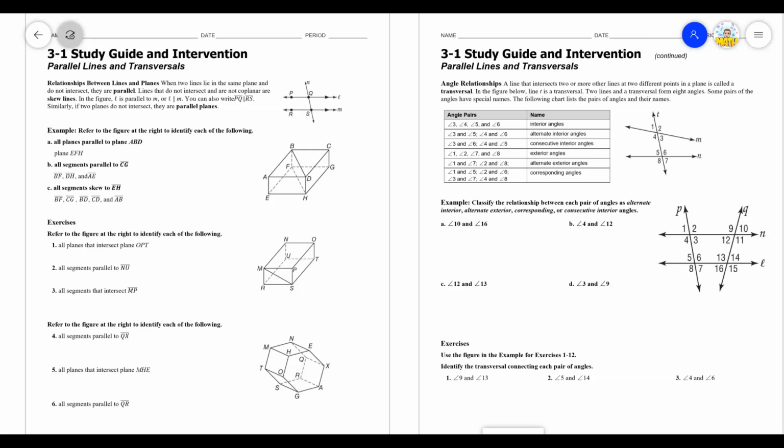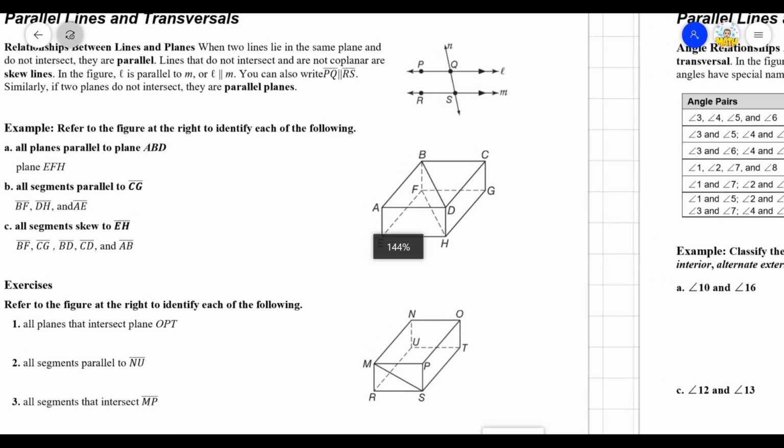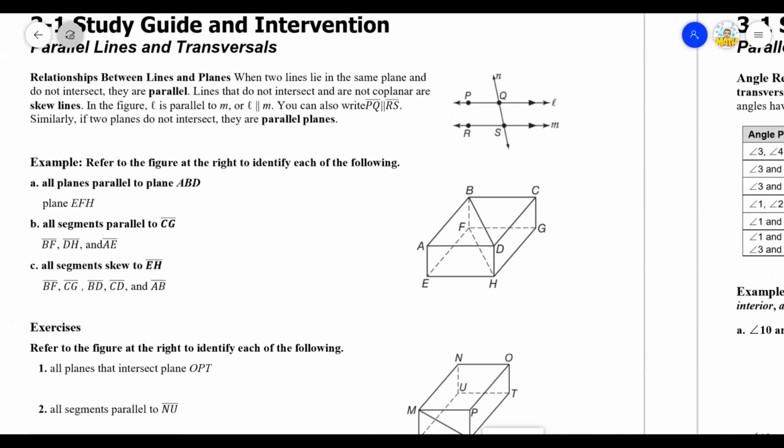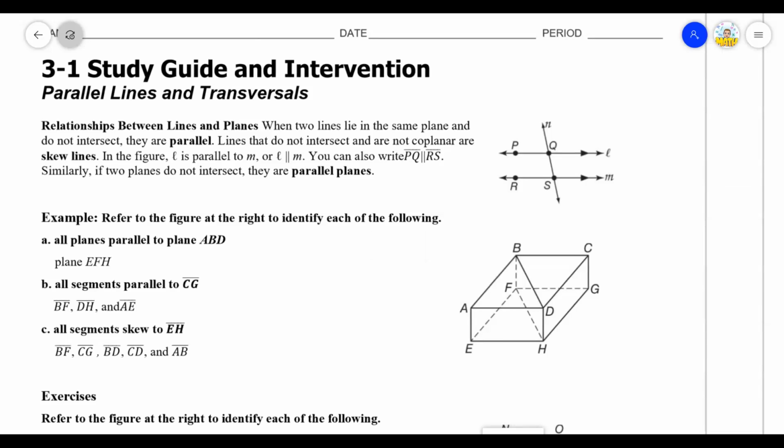Okay, so today we're going to start chapter 3 and look at the concept of parallel lines, and also the angles that are formed when parallel lines are intersected by a third line, which we would call a transversal. Over here in the picture we have two lines that are parallel to each other, L and M, which means they're in the same plane and they do not intersect.